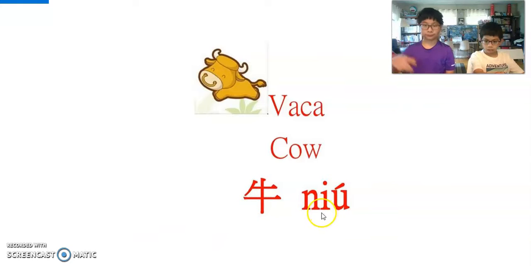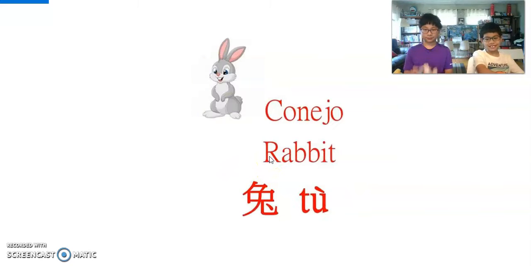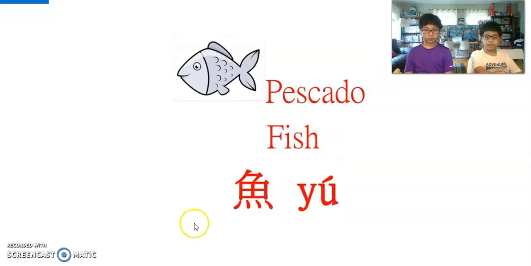So the first one is niu, niu, which also means vaca or cow. Like he's a cow. And this one is tu, tu. And you can also call it tu zi, which is a friendlier way. And it also means conejo or rabbit. And this one is yu, which means pescado or fish.